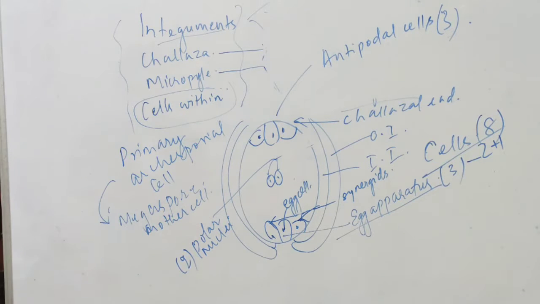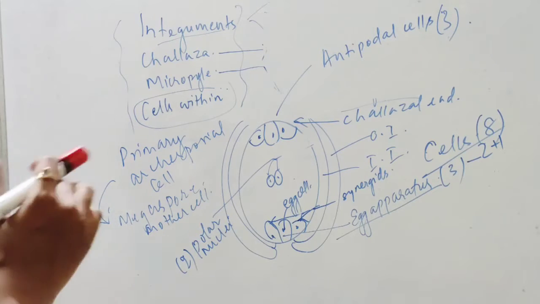At the chalazal end you have the antipodal cells which are 3 in number. Then at the micropylar end you have the synergids along with the egg cell, which together constitute the 3-celled egg apparatus, and then in the middle you have the polar nuclei which are again 2 in number. So in total 8. This is the basic structure of the ovule that we are talking about.